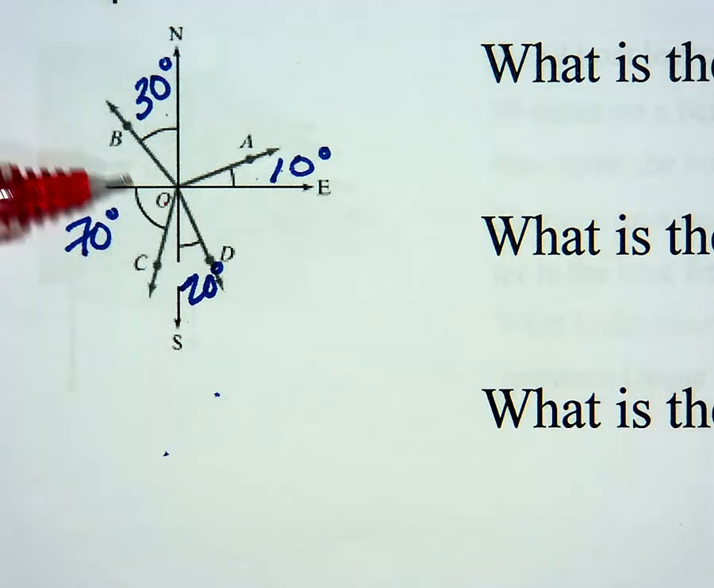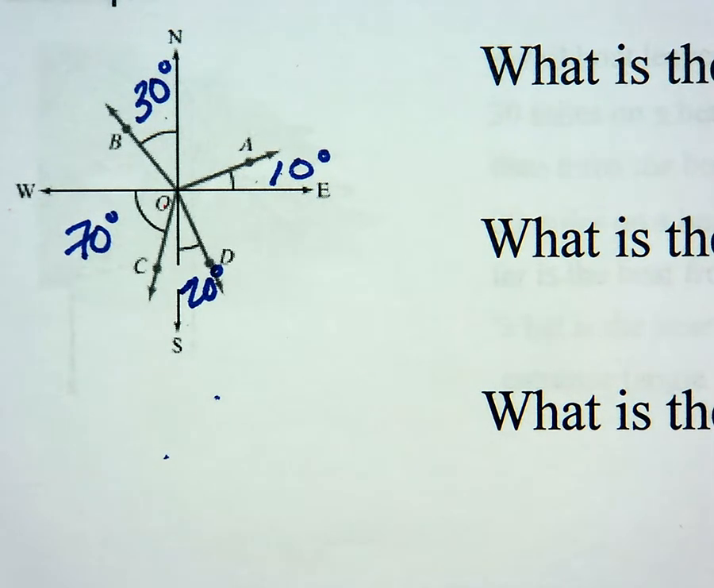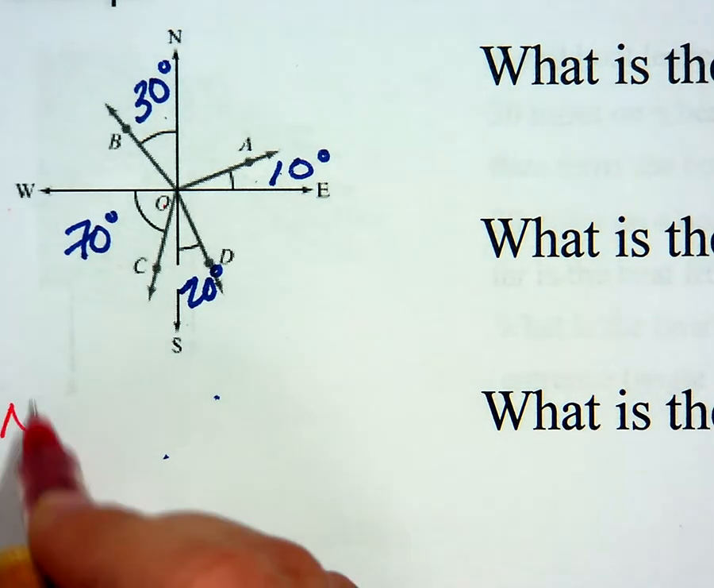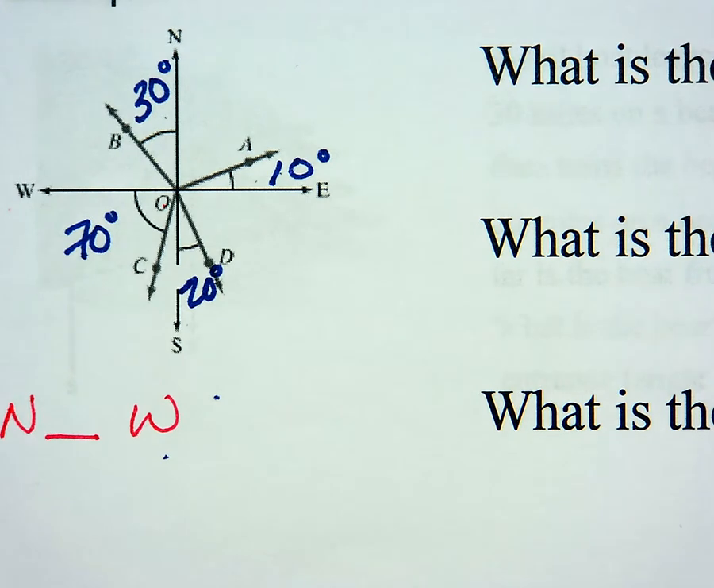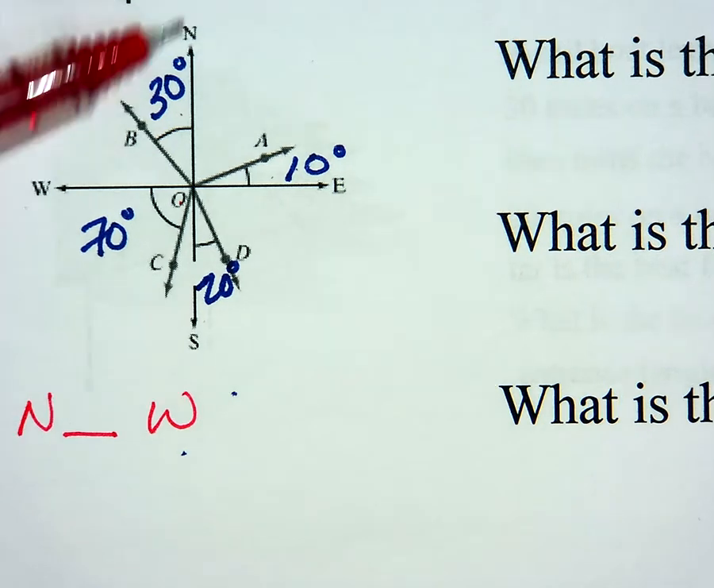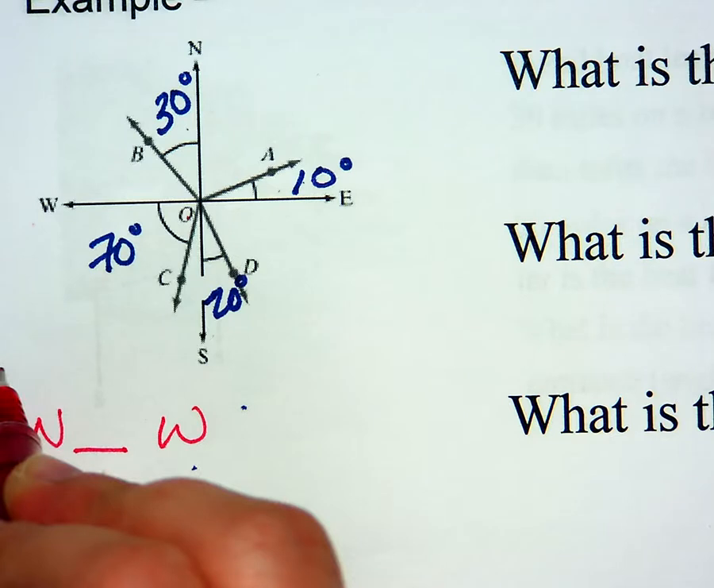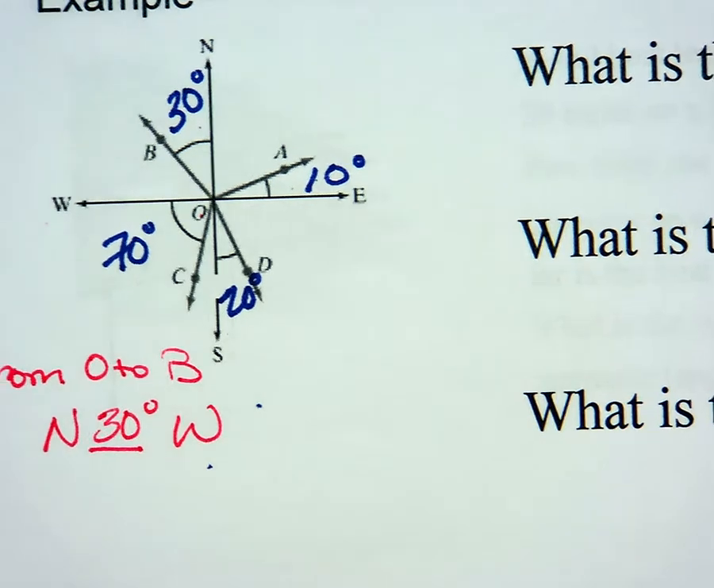Now, my O to B line is in my northwest quadrant. So I have north, angle, west. Now, it's from your ray to the north-south line. Here's the north-south line, so from my ray to the north-south line, that's 30 degrees. So that means from O to B, it's north, 30 degrees west.